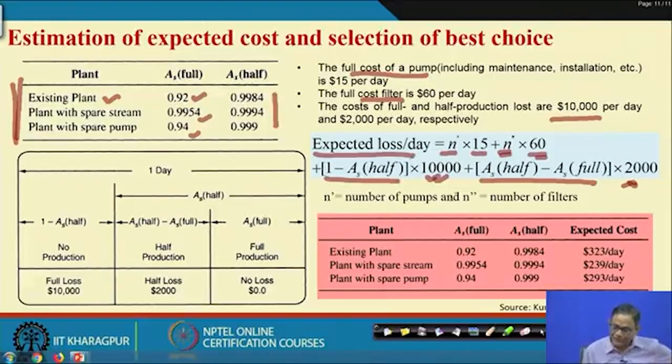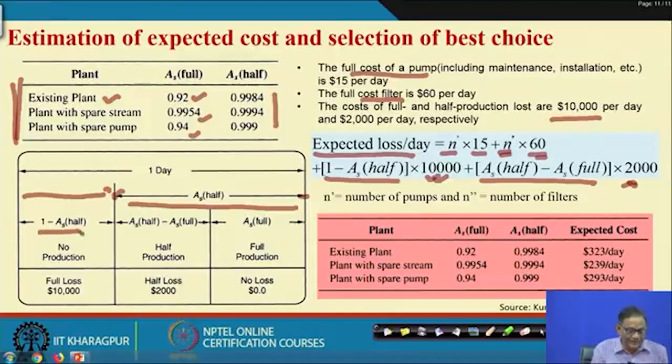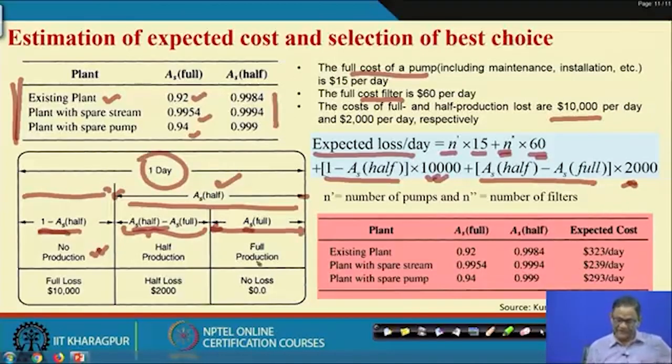Now, how do you find these three things? The loss calculation situations are given, because we are considering one day. If we consider one day, there is no production or half production. If this is your half production time, then this is definitely the no production time. So 1 minus half production will give you no production. But as you have seen in the truth table, half production also includes full production. So this can be divided again into two parts: one is full production, and the remaining one is only half production. If I sum up full production and this, minus this plus this, it is nothing but A sub half; again if we sum up this plus this plus this, it is nothing but 1. So these are the situations, that is what is written here.